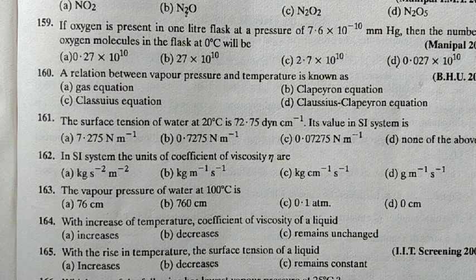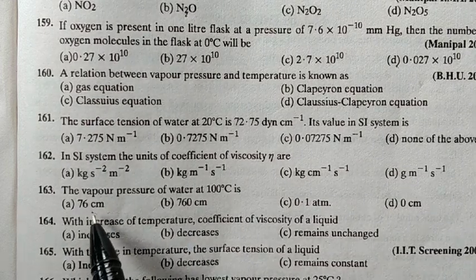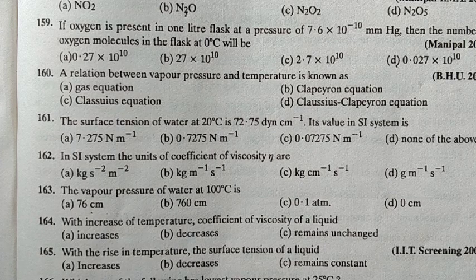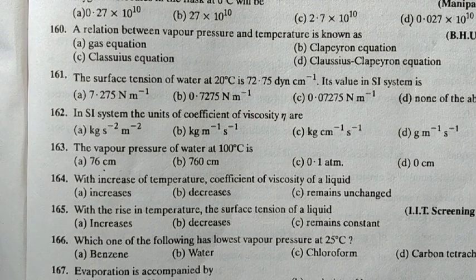The vapor pressure of water at 100 degrees centigrade is, at 100 degrees centigrade vapor pressure is equal to atmospheric pressure, because at 100 degrees centigrade the vaporization starts. That is what we get here, 76 centimeters or 760 millimeters. So what is your appropriate answer here? 76 centimeters. Is it okay? Right. Look at the next question.